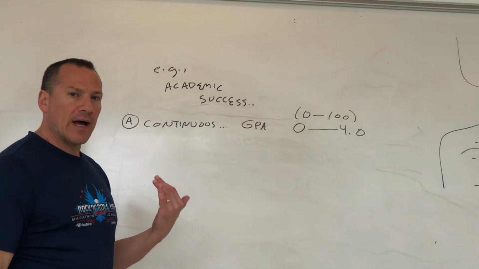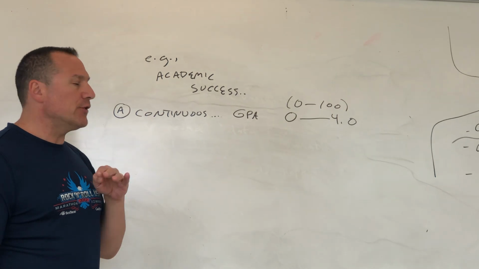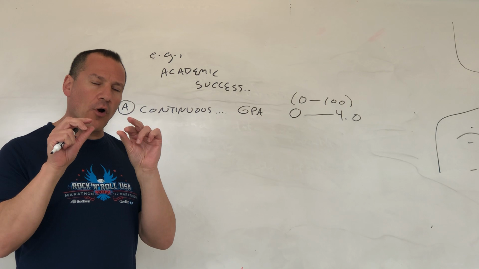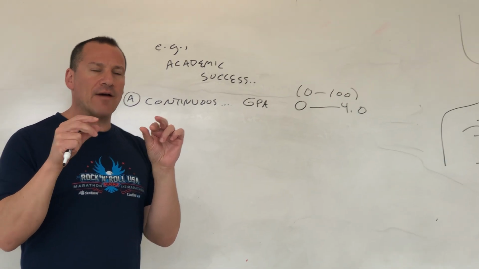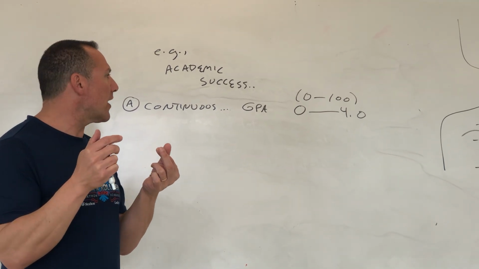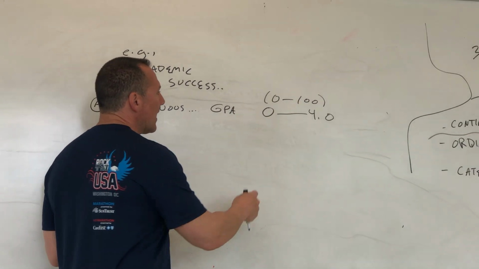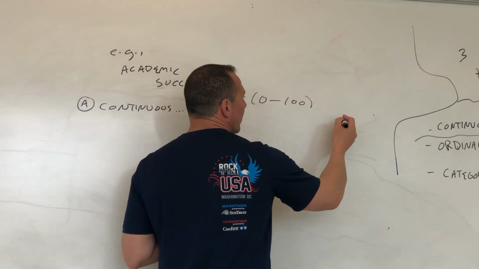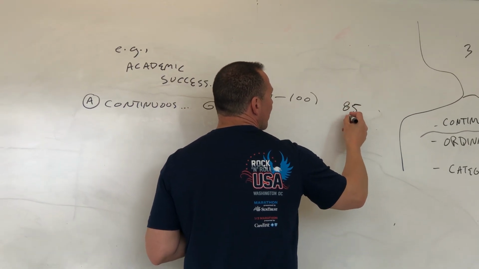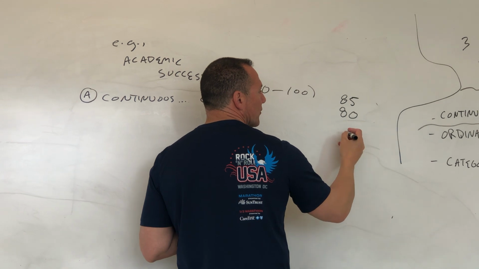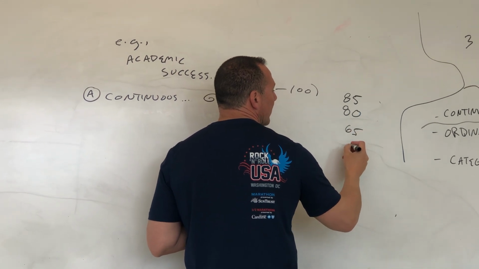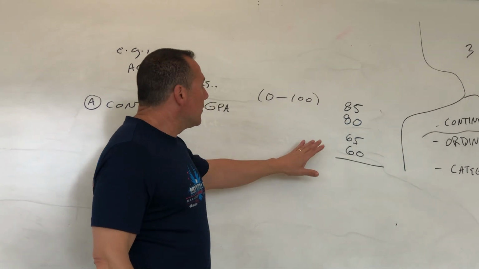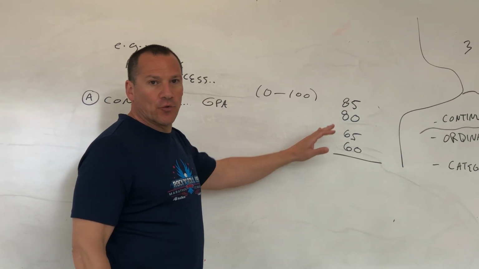And an important thing about a continuous variable is that differences at different parts of the range have the same meaning. What I mean by that is, let's say we think about it as 0 to 100. Let's say one person scored 85, another person scored 80, another person scored 65, and then another person scored 60. Barely passed high school right there. So imagine we have these four people with these four scores.